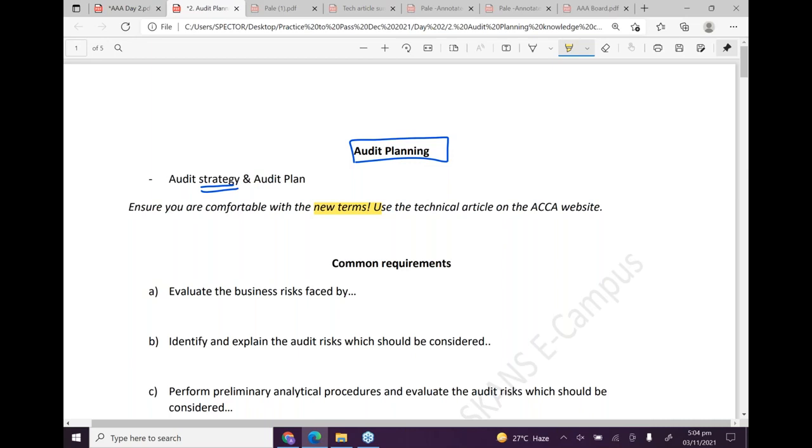I don't think she'll actually ask you what the changes are, but if she's in a good mood and she wants to give you easy marks, she might expect you to have a discussion regarding, for example, one of you spoke about risk prioritizing yesterday. So please make sure you use the technical article summary if you find the actual technical article a bit on the difficult side.